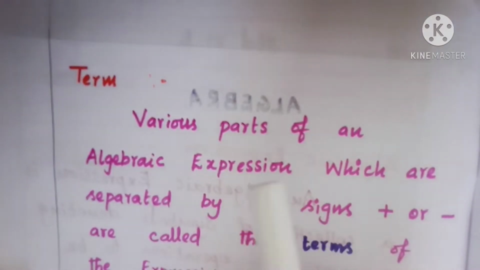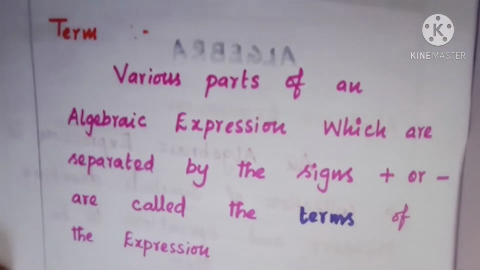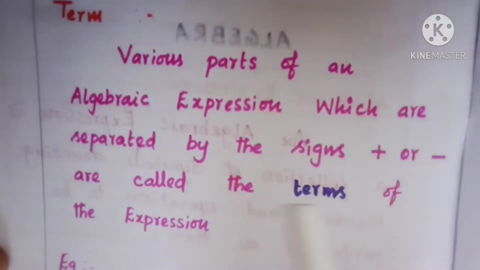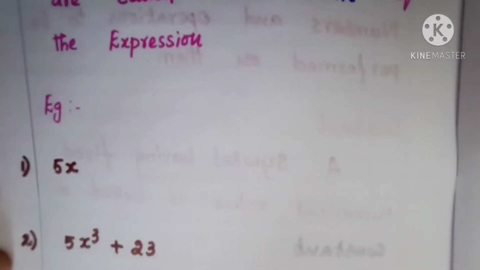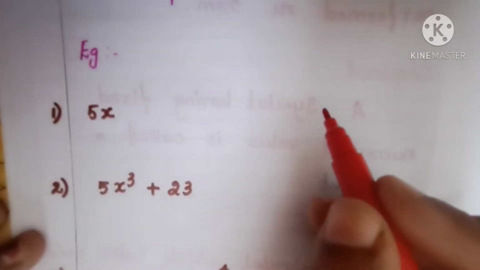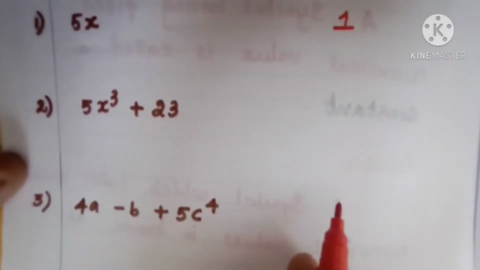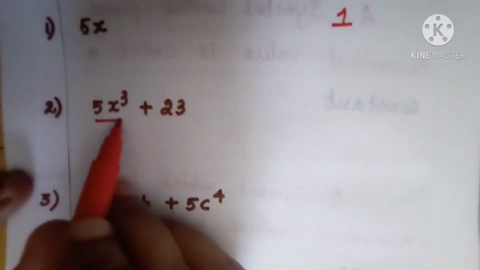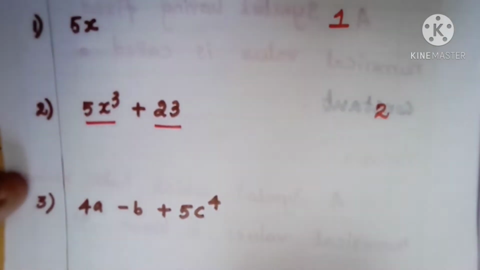Let us learn how to identify the terms. Various parts of an algebraic expression which are separated by the signs plus or minus are called the terms of the expression. Example 5x. Here it has no more plus and minus operations. It has only one term. Second sum 5x cube plus 23. It has one variable term and also a constant term. So totally it has two terms.